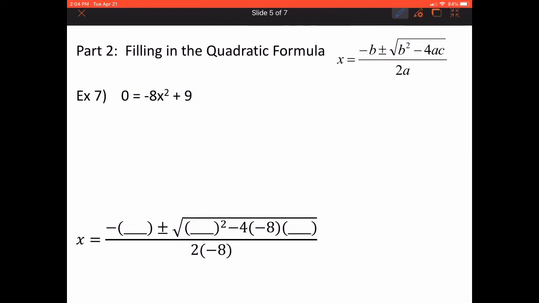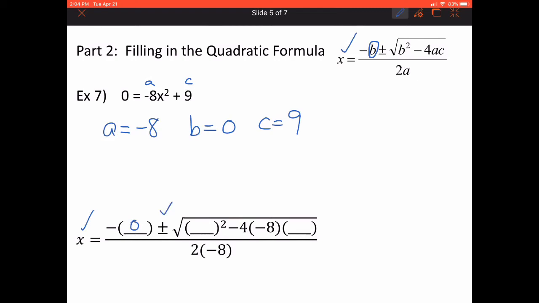Okay, example 7. So we have a equals negative 8. The b is what's in front of the x, which I don't see, so b was 0. And c is the one without the variable, which is 9. All right, so let's fill it in. So x equals. Then it says negative of b, so I fill in the b in those parentheses, which was 0.